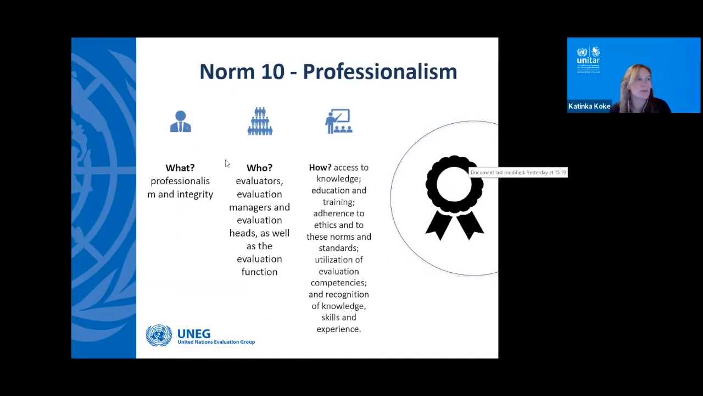So let's move to professionalism. That is norm 10. Professionalism: first we have looked at what it is exactly. It's about professionalism itself and integrity. Who is concerned? Basically all participants to an evaluation, ranging from evaluators, evaluation managers, evaluation heads, and the entire evaluation function. And it is very much about access to knowledge, training, ethics, and so on.